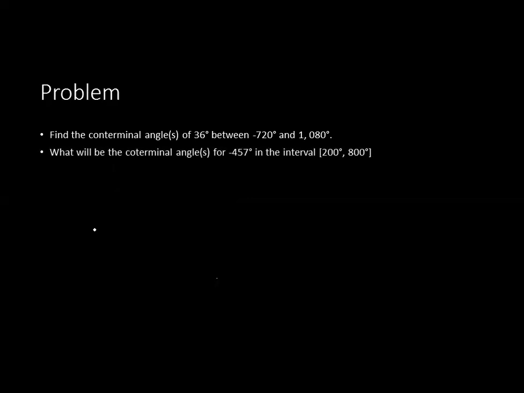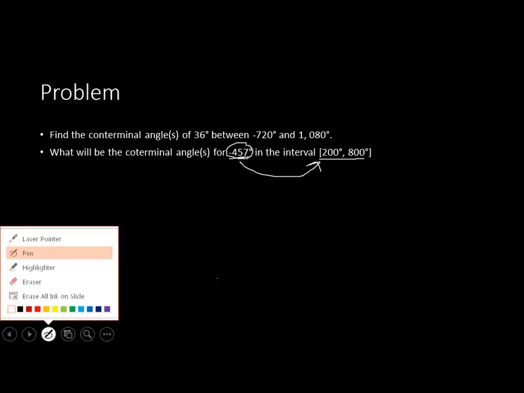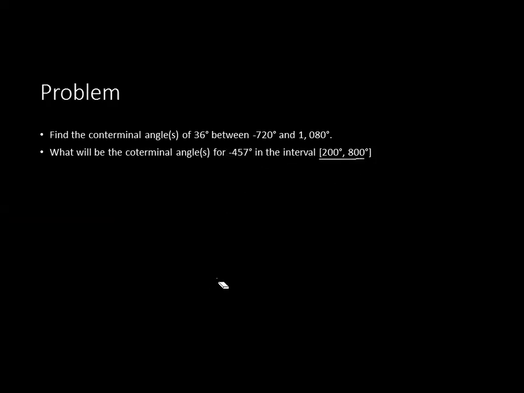What will be the coterminal angles for negative 457 degrees in the interval 200 degrees to 800 degrees? So we're going to find the coterminal angle for this one in this interval. As you can see, this one is a negative angle, and these angles are all positive. So that means we're going to add 360 degrees to the given angle until we've reached the limit in this interval.